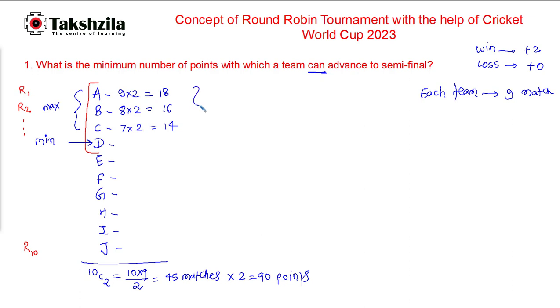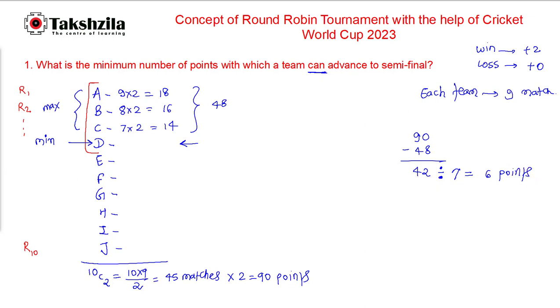So 18, 16, and 14, this sum is how much? This sum is 48. So the total number of points is 90. Out of that 90, the top 3 teams scored 48 points. Now the remaining are 42 points. Now we want to keep the points scored by D minimum, and it should be more than or equal to the remaining teams. So we want D to be minimum, so we will try to make it equal to the other bottom teams. The number of teams left is 7. So divide these 42 points among 7 teams equally. So every team will get 6 points.